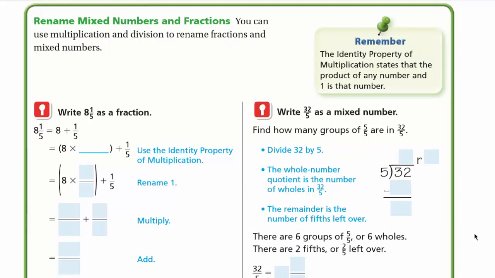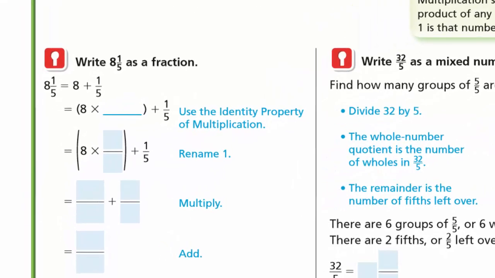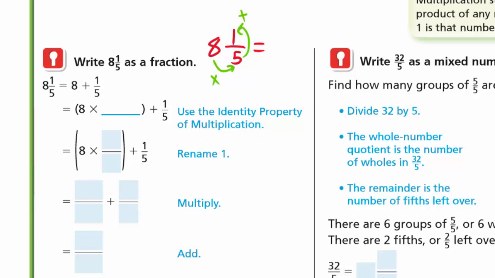Now rename mixed numbers and fractions. You can use multiplication and division to rename fractions and mixed numbers, like we said. Here he says write 8 and 1/5 as a fraction. So 8 and 1/5, we can simply do it like this. Multiply the whole number by the denominator and then add the numerator. So it will be 8 multiply 5, 40 plus 1, 41 over 5.